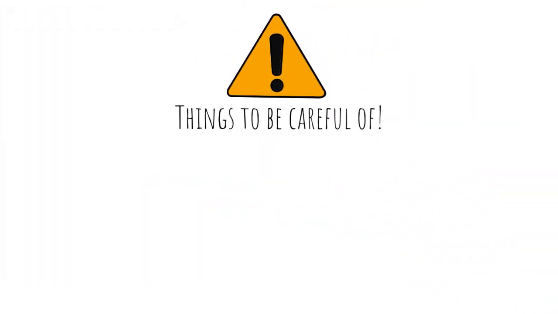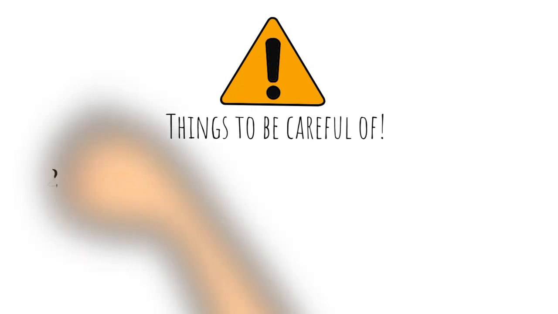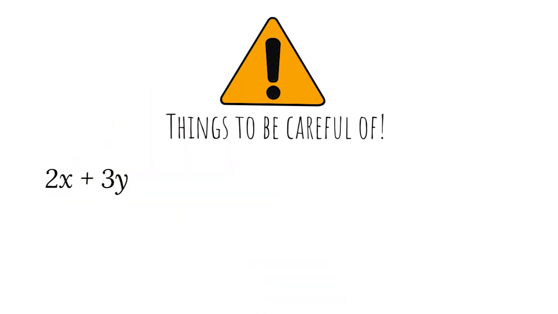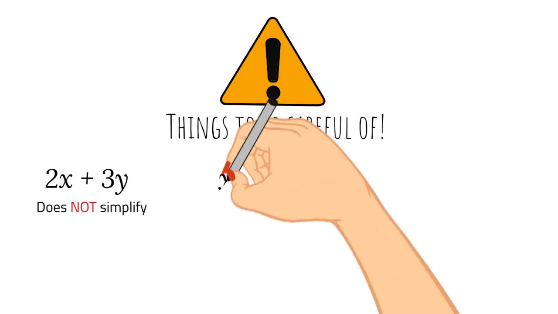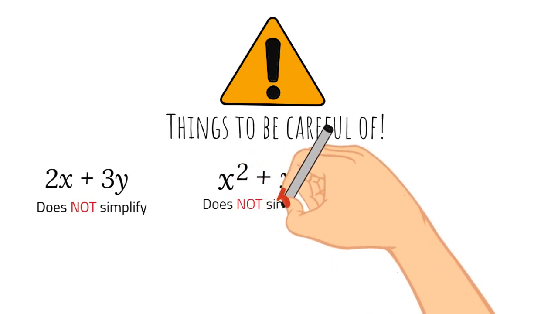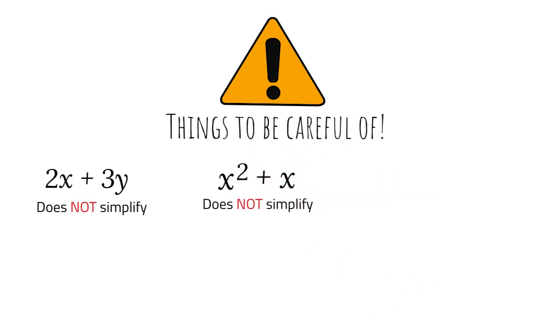There are some things to be careful of. People often want to simplify 2x plus 3y or something similar, but this does not simplify because we don't know the value of x and we don't know the value of y, so we would just leave the expression like that. Here's another expression that does not simplify. X squared is different from x, we cannot simplify them.